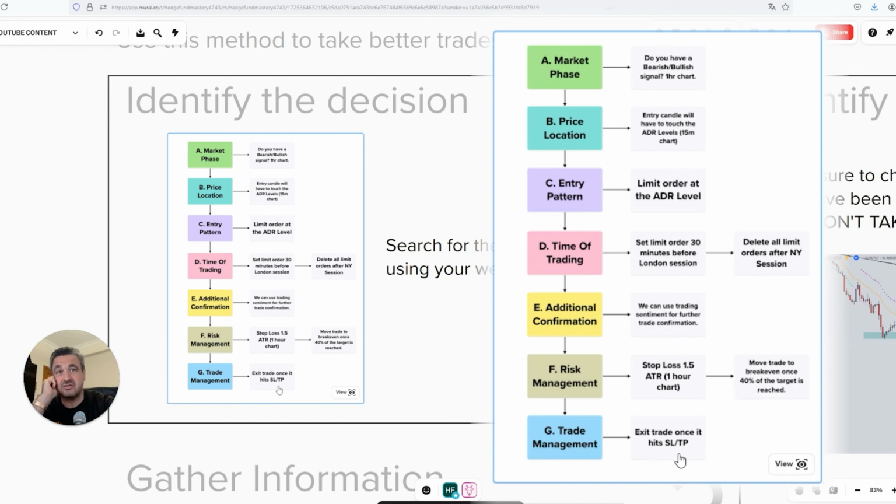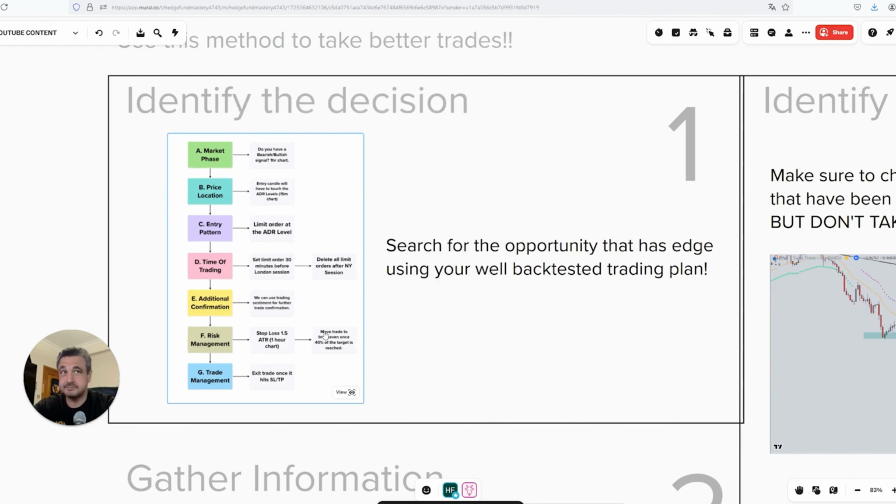And the trade management, exit the trade once it hits stop loss or take profit. So essentially, in this example, you do not have any complexity on the trade management side other than once you have 40% of the target reached, you go to break even. So you don't lose a trade anymore. So this is identify the decision, number one, okay?